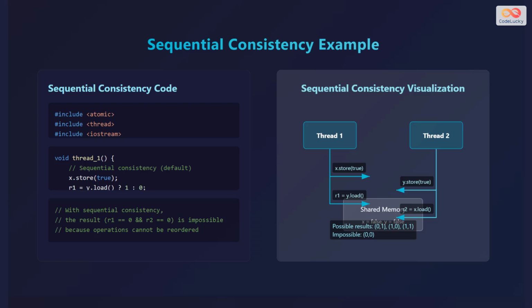We have thread1 on the left and thread2 on the right, with a shared memory in the middle. The arrows indicate the flow of operations. From thread1, x store true goes to shared memory, then r1 equals y load also goes to shared memory. Similarly, from thread2, y store true goes to shared memory, then r2 equals x load also goes to shared memory. With sequential consistency, the possible results are 0,1, 1,0, or 1,1. The result of 0,0 is impossible because the operations cannot be reordered.